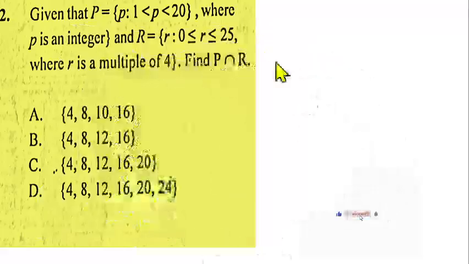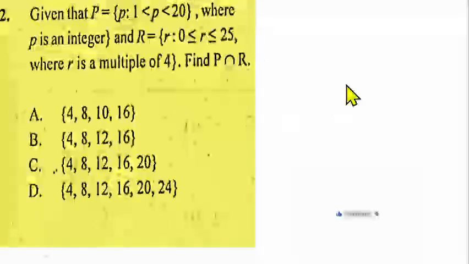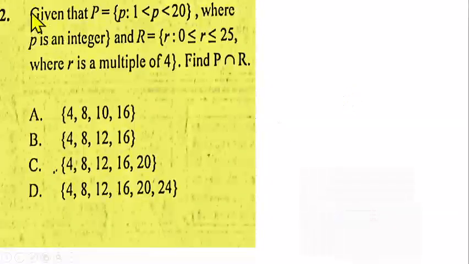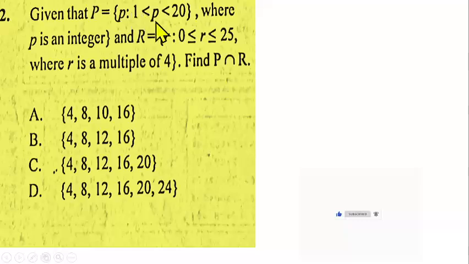Question number 2 is from sets. We are given that set P has elements P such that 1 is less than P, less than 20, where P is an integer, and we have a set R having elements R where 0 is less than or equal to R, less than or equal to 25, where R is a multiple of 4. We have to find P intersection R.